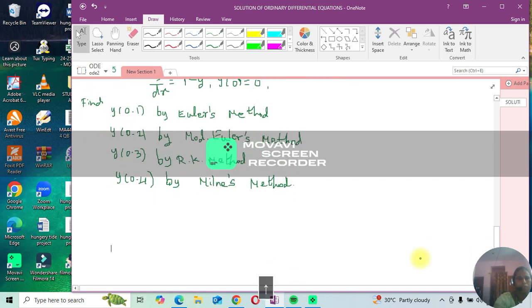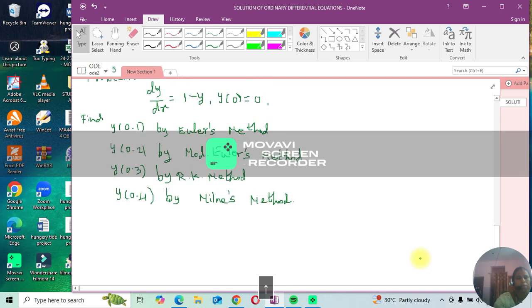So we solve one by one. Let us see the solution. First, what are we going to use? Euler's method. In Euler's method we have the formula y(n+1) equal to y(n) plus h into f of x, y. So first we have to know f of x, y. dy by dx is nothing but f of x, y.